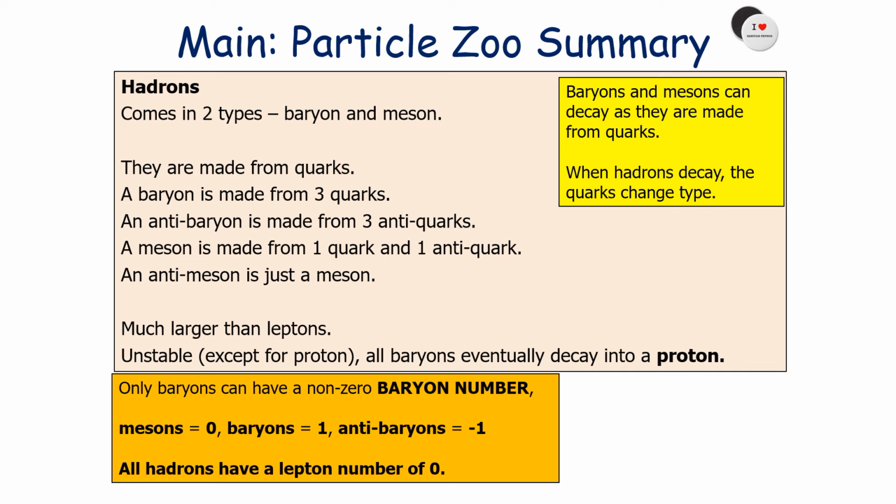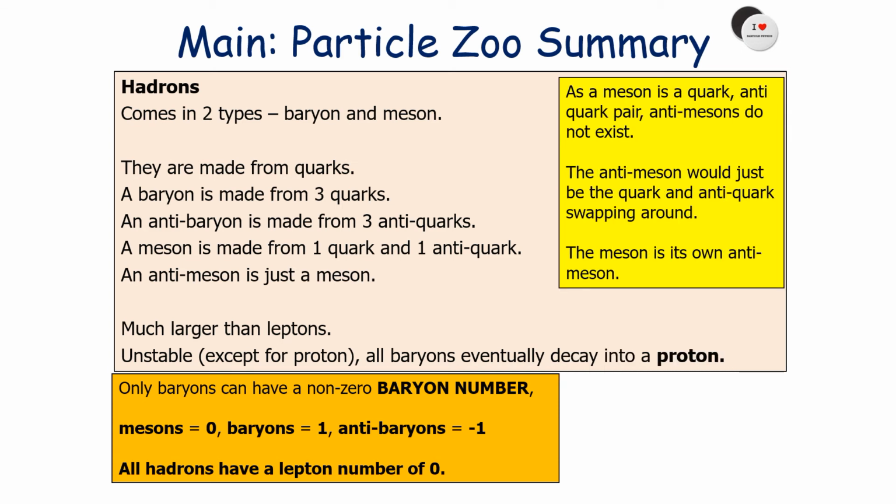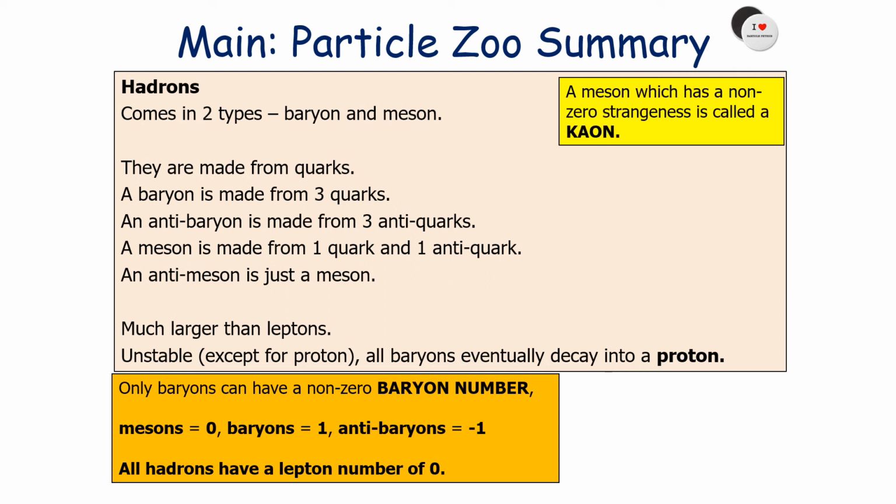Baryons and mesons can decay as they're made from quarks. When hadrons decay, the quarks change type. Hadrons that decay can decay into smaller hadrons. The proton can't decay as it's the smallest hadron, made from the smallest, most stable configuration of quarks. As a meson is a quark-antiquark pair, antimesons do not exist in a separate sense. The antimeson would just be swapping the quark and antiquark around, so the meson is its own antimeson.